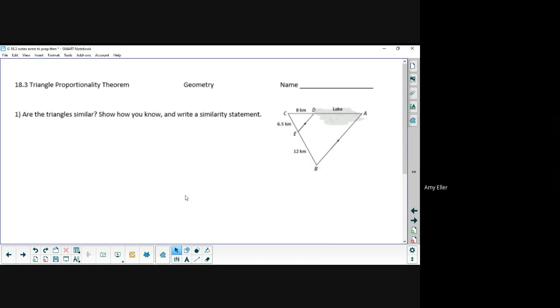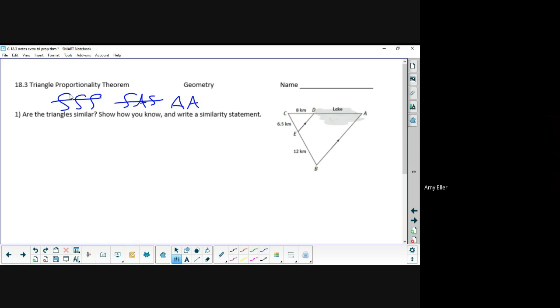All right, so number 1 on this note sheet says, are the triangles similar? Show how you know. Write a similarity statement. Our choices for similar are these. There's no way I'm going to get SSS. I don't even have 3 sides listed. There's no way I'm going to get SAS because I don't have 2 sides of the small triangle and 2 sides of the large triangle to compare. So if they are similar, it's going to have to be by AA.